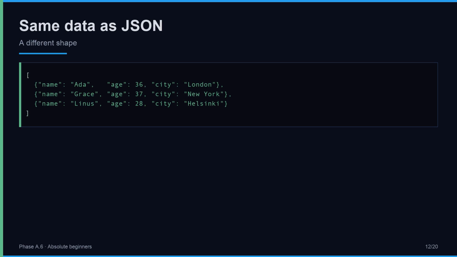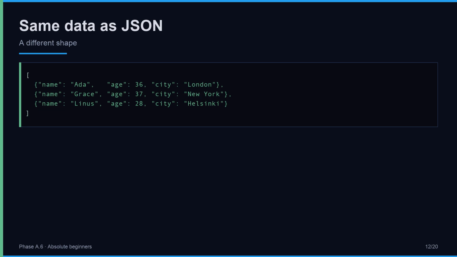The whole thing is wrapped in square brackets, a list. Each person is a dictionary with keys name, age, and city. Notice how the keys repeat for every record. Compared to CSV, JSON is more verbose. Every value carries its key in line.